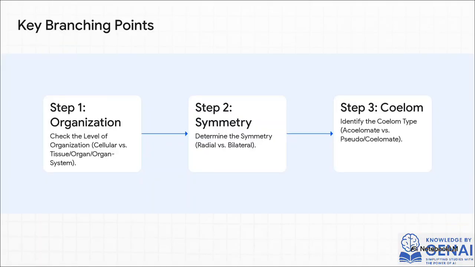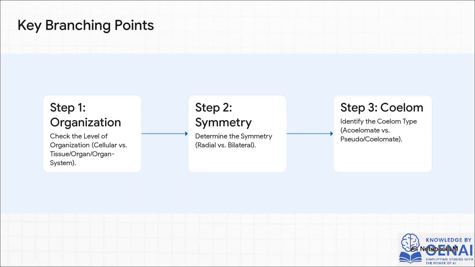You start with a question. First, what's its level of organization? Just asking that immediately separates the simple sponges from basically every other animal. Next question, what kind of symmetry does it have? Boom, that splits off animals like jellyfish. And finally, what's its coelom situation? And that sorts all the remaining animals into their major groups.